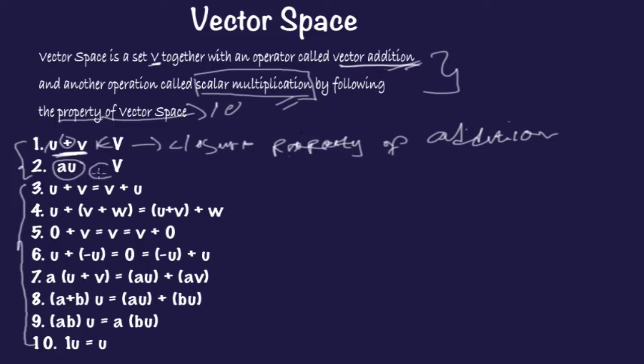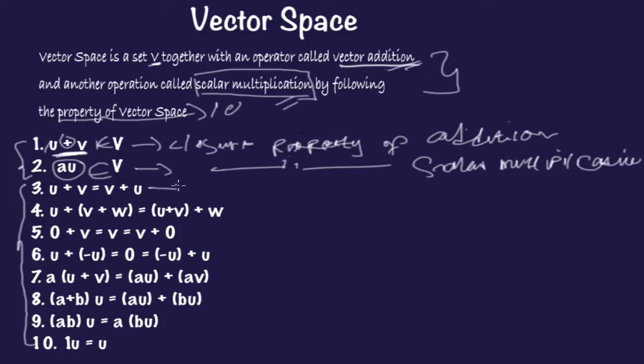And the second one is au. au also has to be in the vector space, and we call it the closure property of scalar multiplication. And the third one is also about the basic operator of the vector. If you have any vector u plus vector v, it has to be equal to v plus u. We call it the commutative law of addition.